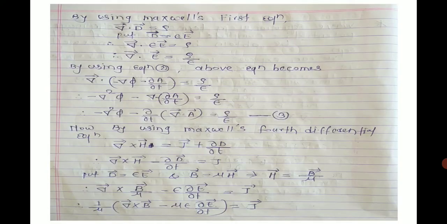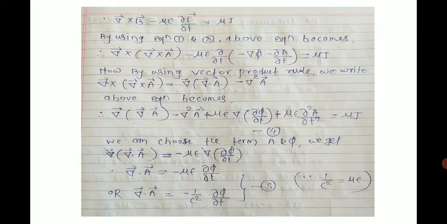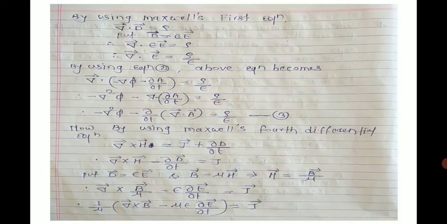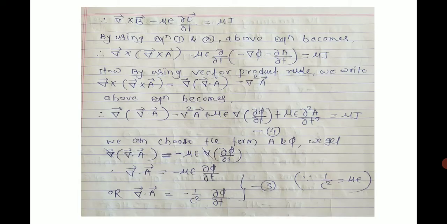Then this mu, moved to the other side, will be multiplied, that means mu J, and the equation is del cross B minus mu epsilon ∂E by ∂t is equal to mu J. Then by using equations 1 and 2, equation 1 gives B is equal to del cross A, and equation 2 gives E is equal to minus del phi minus ∂A by ∂t. Then in the above equation we put B is equal to del cross A and E is equal to minus del phi minus ∂A by ∂t.